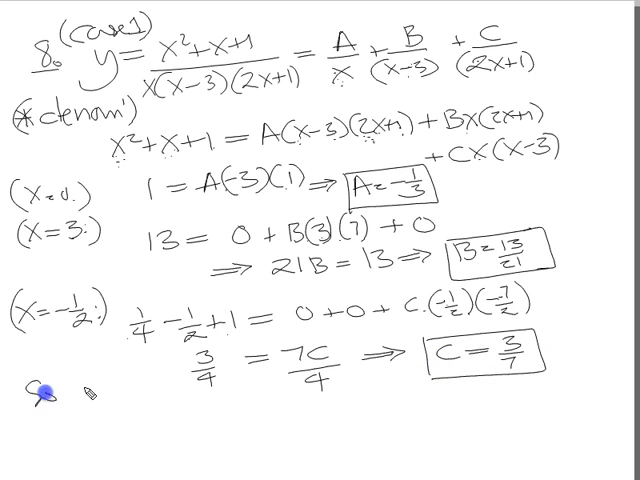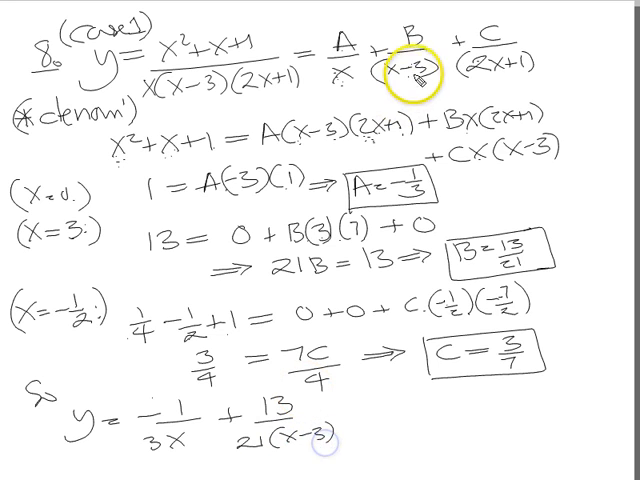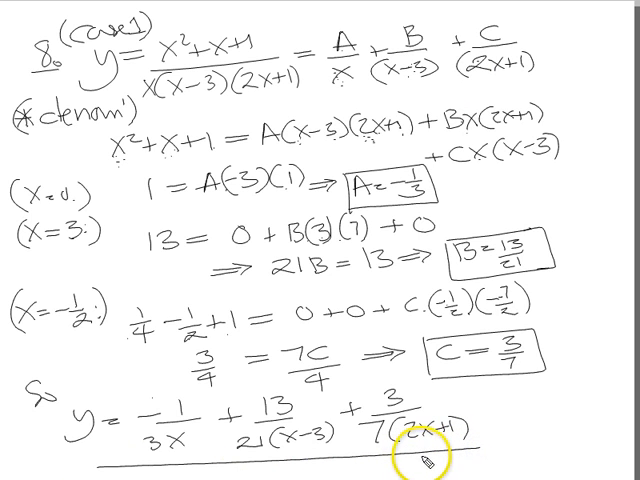So now then, what have we got then? y equals, it will be a, here's a over x, and a is minus 1/3. So you minus 1, drop the 3 down to be with the x. Plus b, and b is 13, drop the 21 down to be with the x minus 3 that's there. Plus c, c is 3/7, so it's 3, drop the 7 down to be with the 2x plus 1 there. There we go. There's the answer.